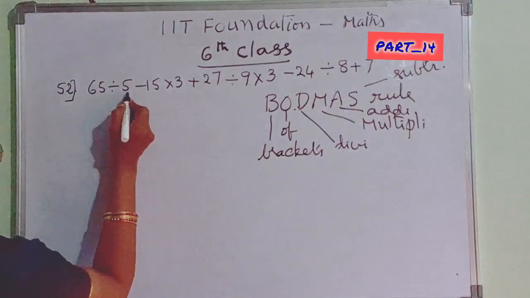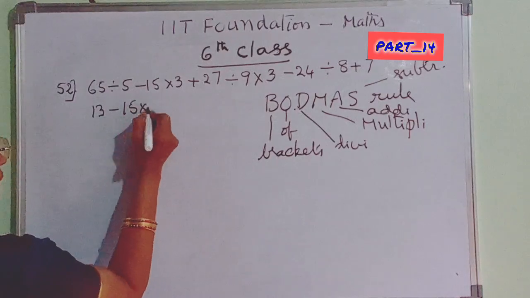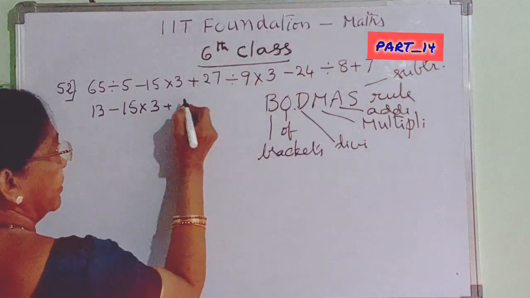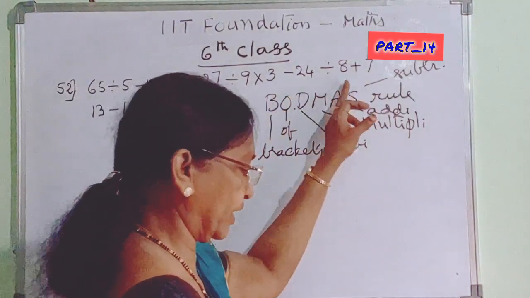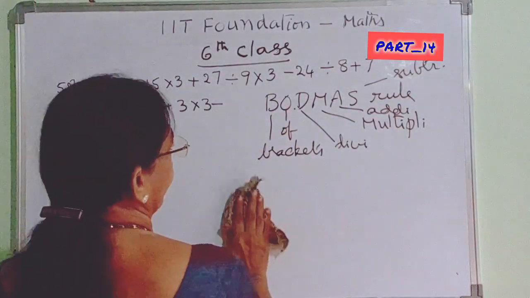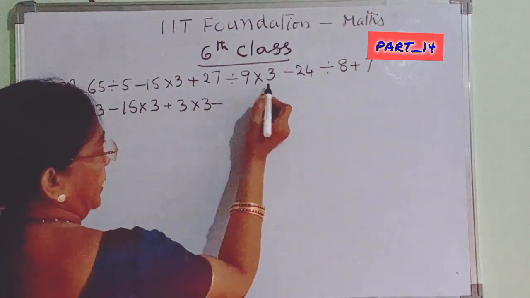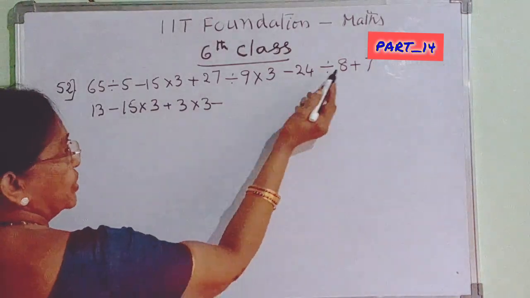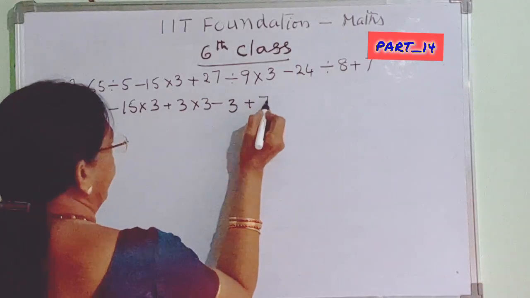So 65 divided by 5, it is 13, minus 15 into 3 plus 27 divided by 9 is 3, into 3 minus 24 divided by 8 is 3, plus 7.